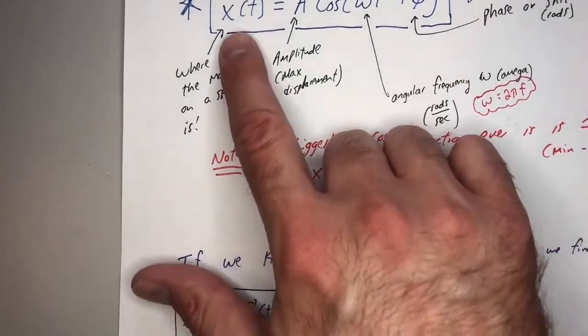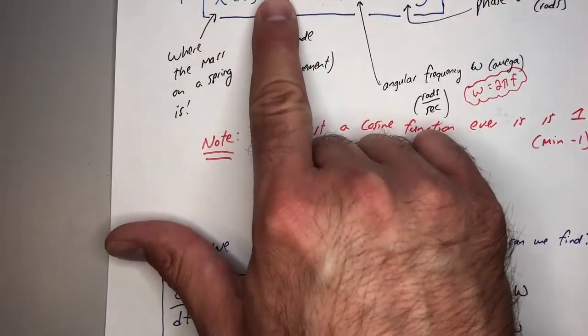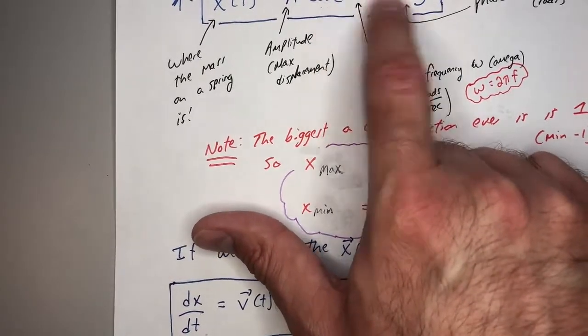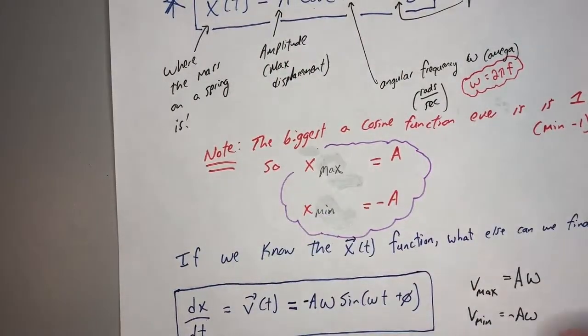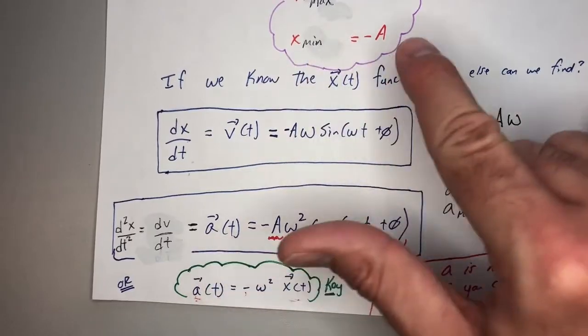So if you're looking at your position function right here, we said the greatest this could ever be is when cosine is 1, this function is 1. So that means we said, oh, x max is A, x min is negative A.